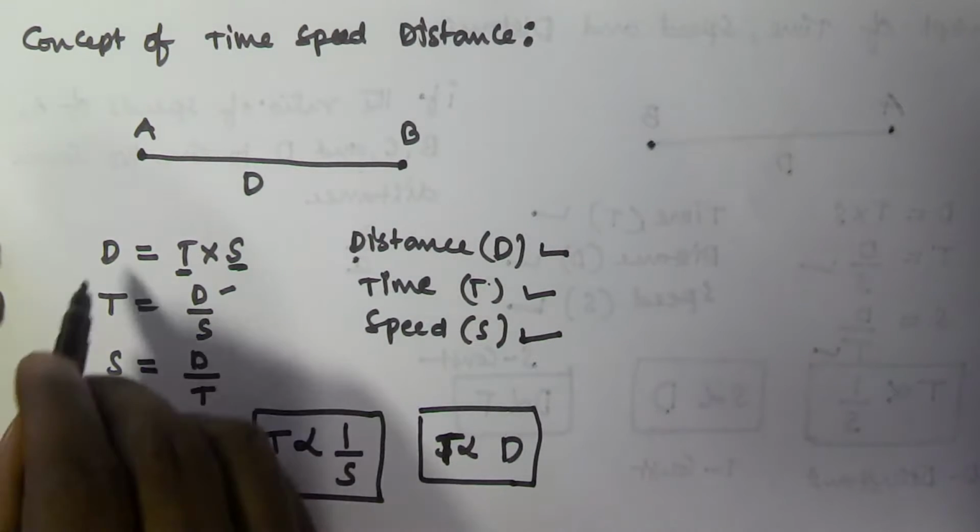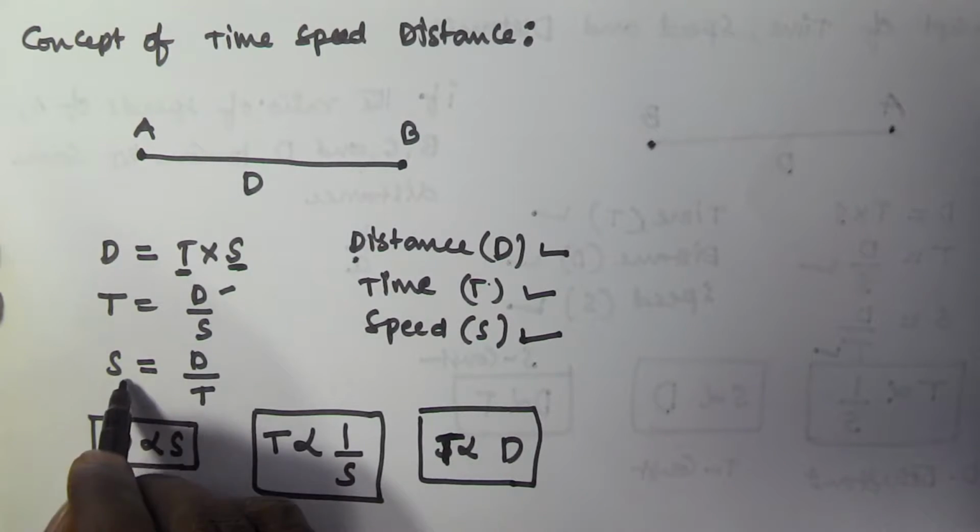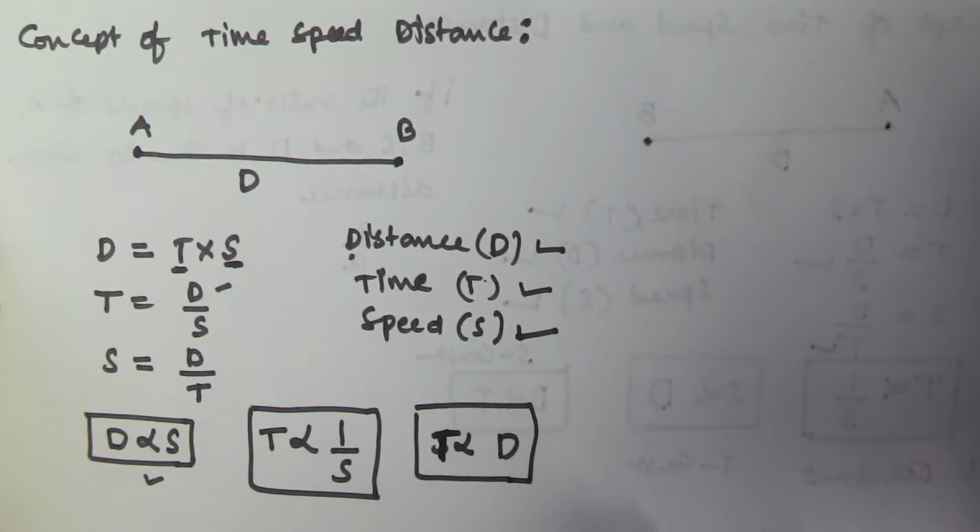So the distance is equal to time into speed. Time is equal to distance by speed. Speed is equal to distance by time.